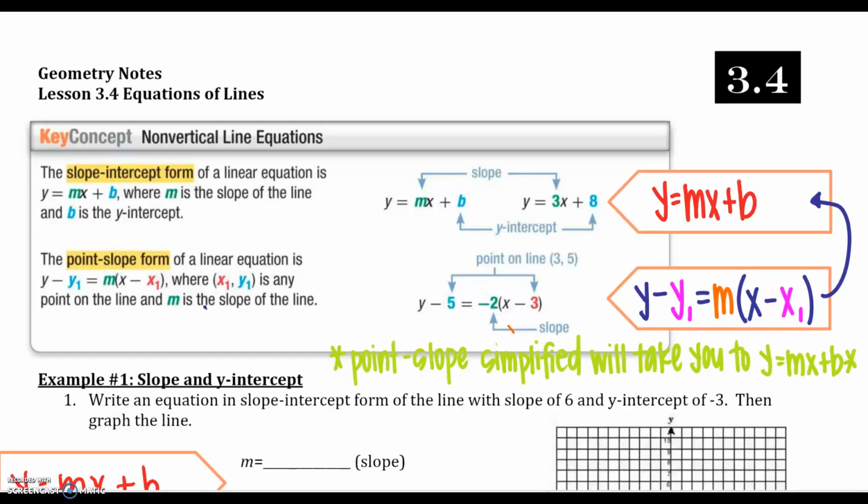Hey everyone, welcome to 3.2 Equations of Lines. Some of this might be review from Algebra 1, and then some of it might be a little bit new.